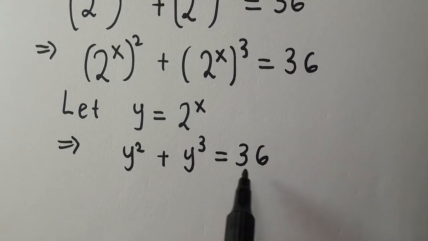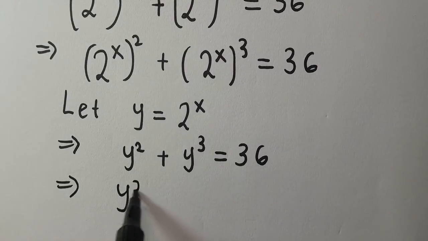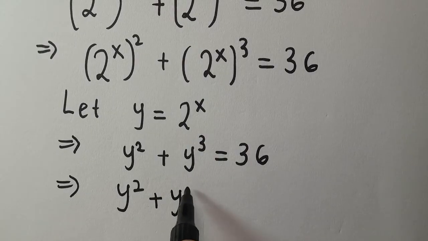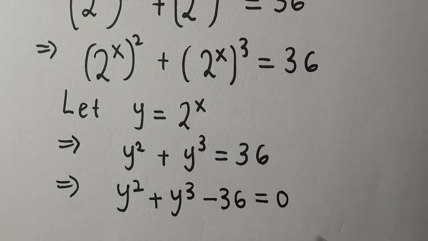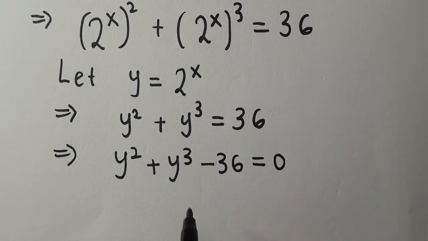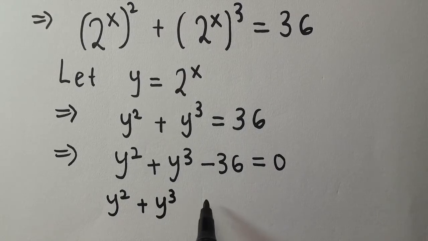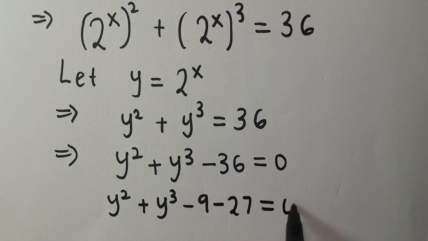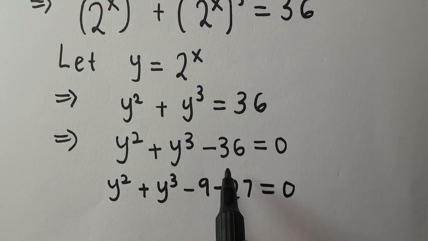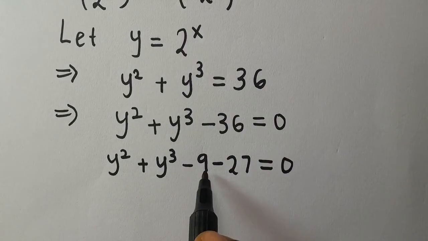Now, let's take this 36 to the other side. Then we have y to the power of 2 plus y to the power of 3 minus 36 equals 0. So we can express this as y to the power of 2, then y to the power of 3. We have this as minus 9, then minus 27, which will give us minus 36. So let's pair this with this, and let's have this one in base 3.